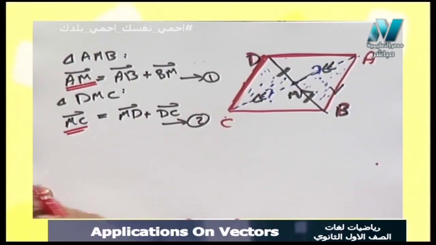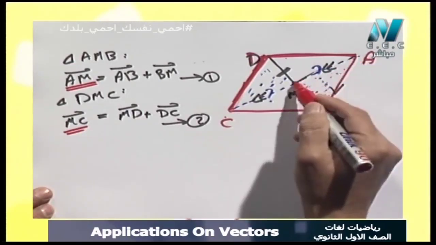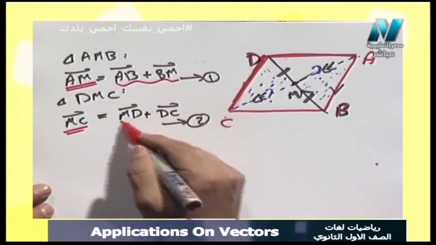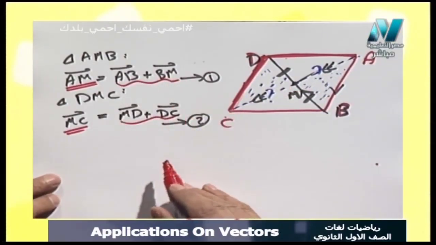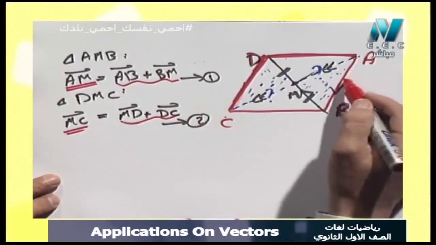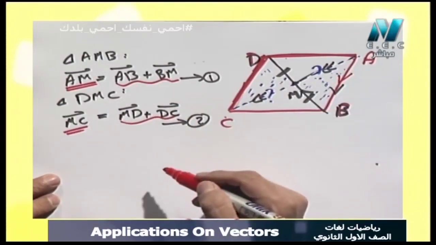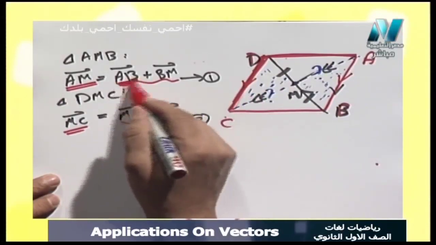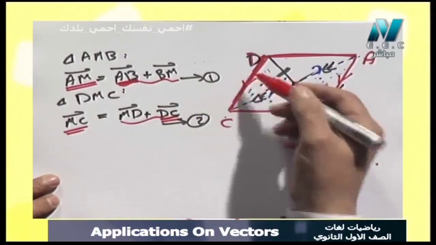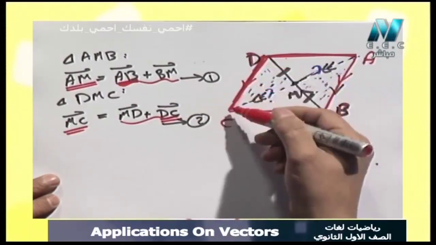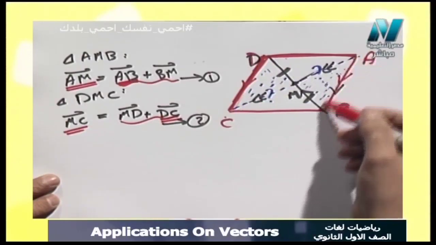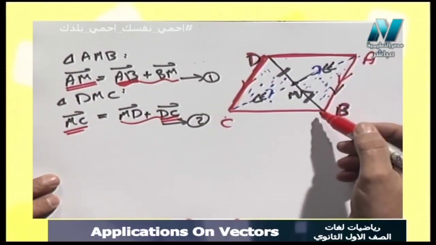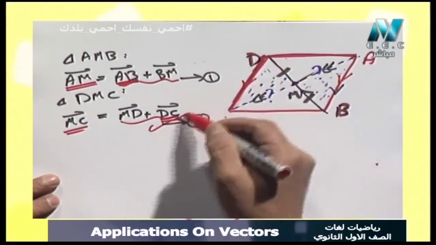Now the left hand side is the vector AM and the vector MC. What about the right hand side here? The right hand side talks about AB. Where is AB? AB here, and DC here. Because it is a parallelogram, they are equal in length, and as vectors they have the same direction because they are parallel. So the vector AB of course equals the vector DC. Okay, this one equals this one.